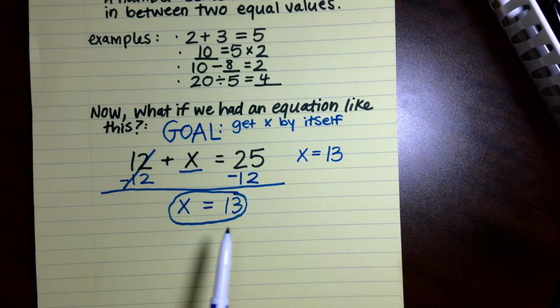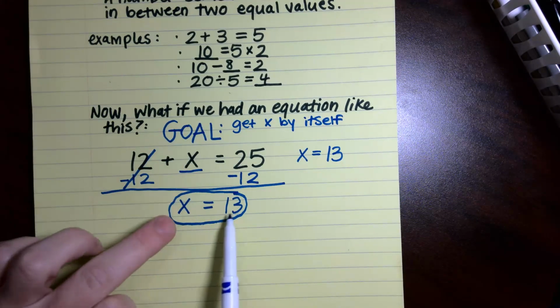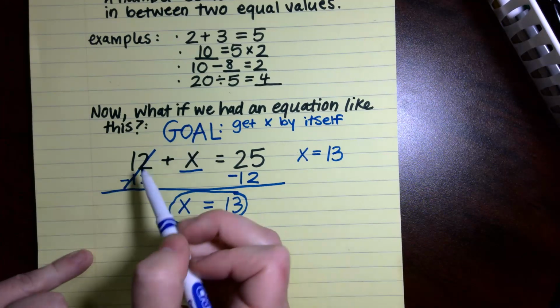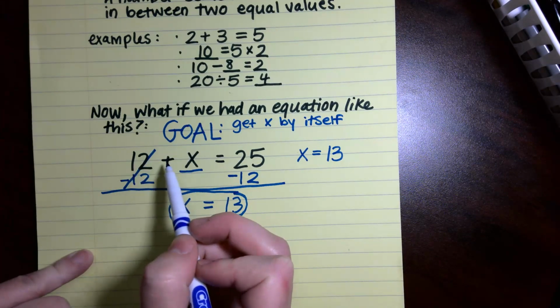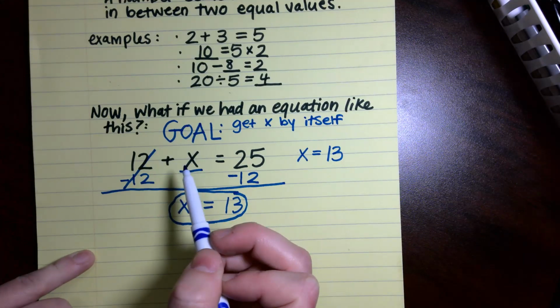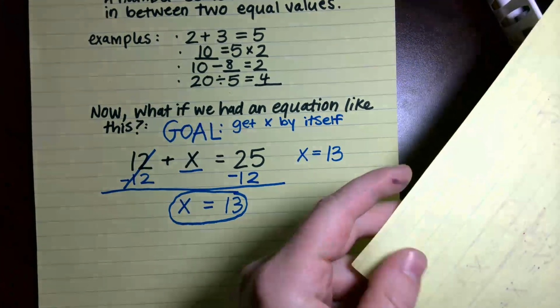So all you got to do now, if you're unsure if you did it correctly, is plug this back in, or replace x with 13 and see if it's true. So I have 12 plus 13. Does that equal 25? It sure does. So that's absolutely correct, guys. We're going to do a couple of examples together.